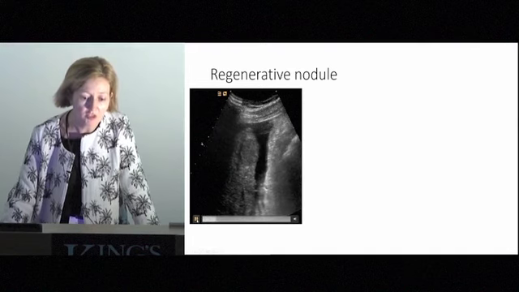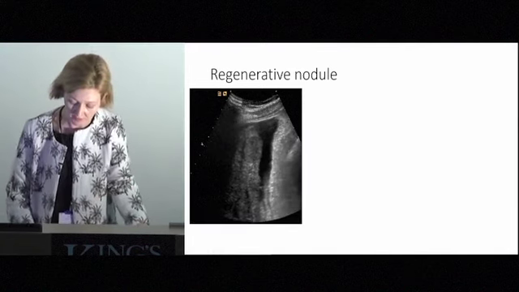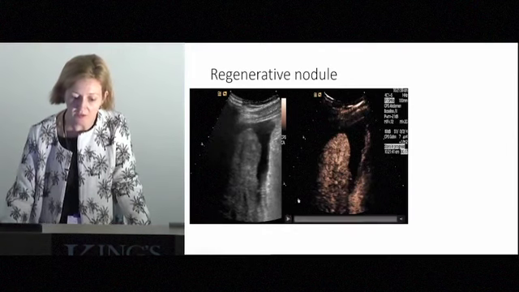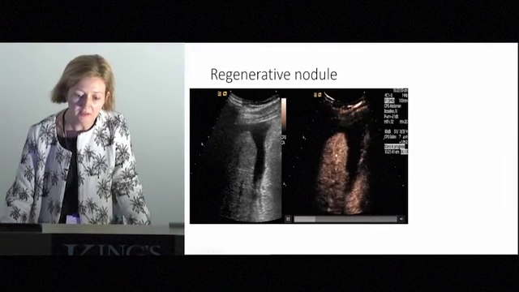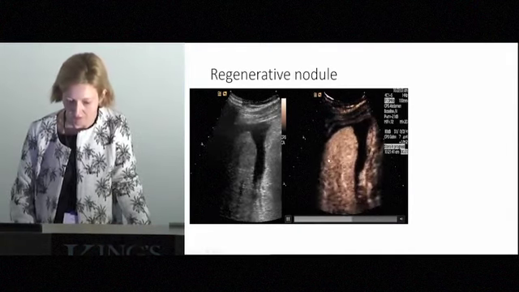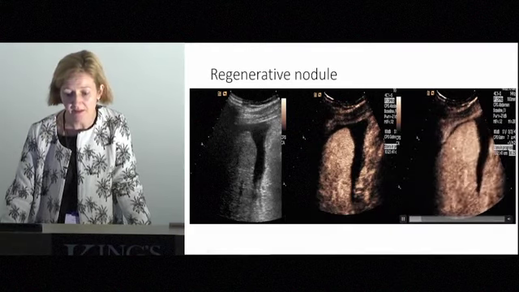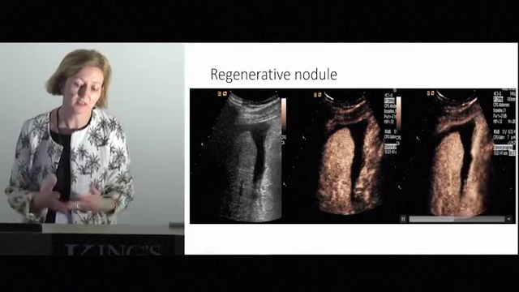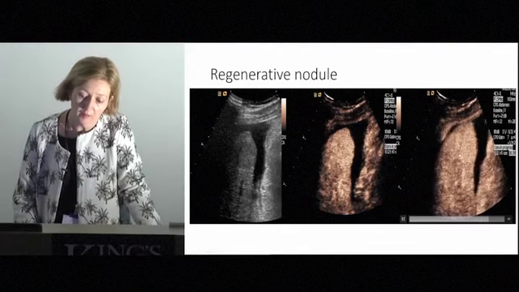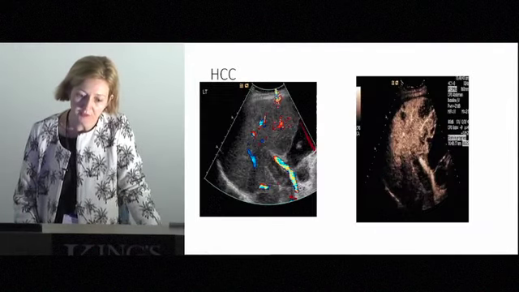So this is a regenerative nodule, about 1 centimetre in size, and given contrast ultrasound, we can see that it's enhancing the same as the background liver on the arterial, and more importantly, on the venous and delayed phase, it's holding on to contrast. So this is a regenerative nodule, and we can follow this up with ultrasound.